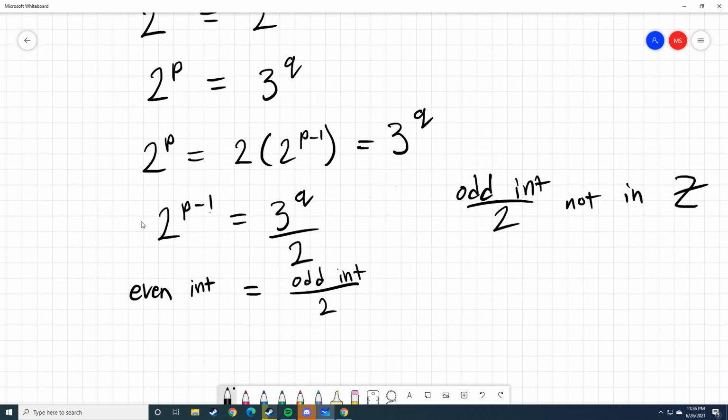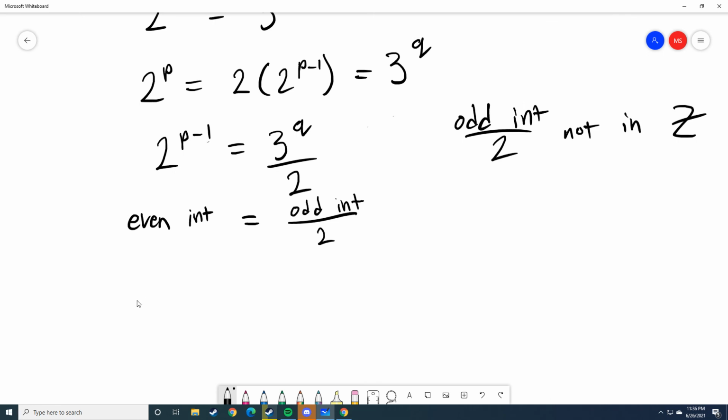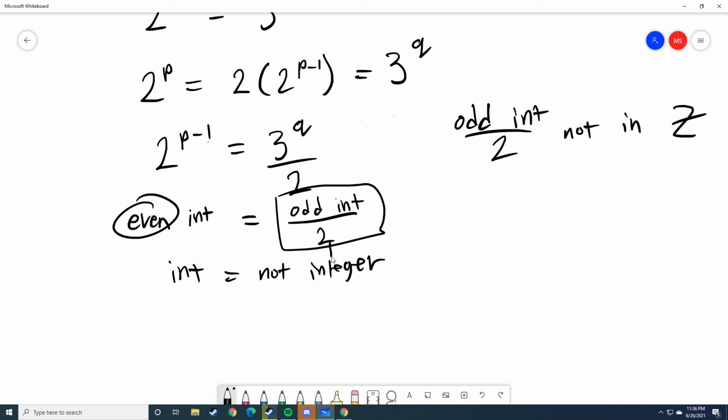So here, essentially, we're saying that, in fact, it doesn't even matter that this is even. We're just saying that an integer is equal to a non-integer, because that's what this is. This is not an integer. So that can't be true. An integer cannot be equal to something that's not an integer, and so we have reached a contradiction. So at this point, we would say here we now have a problem.